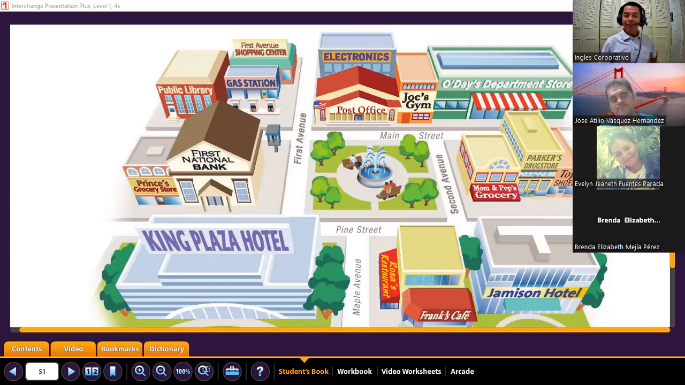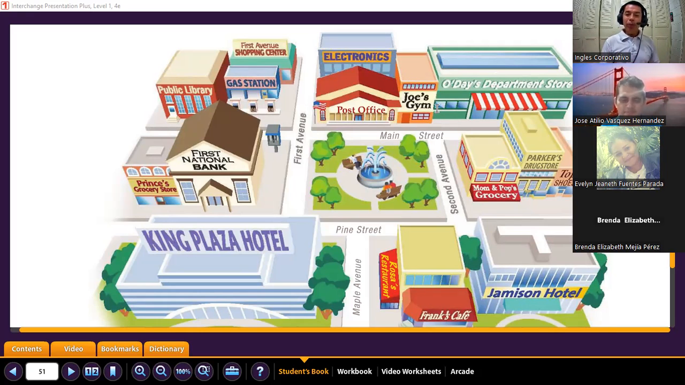Department store, yeah. Okay. Yes, there is. Next to. Yes, there is next to. There is one next to Joyce Gym.